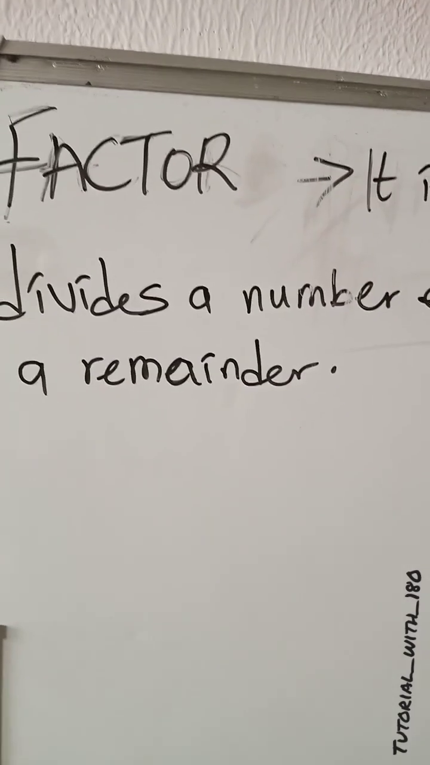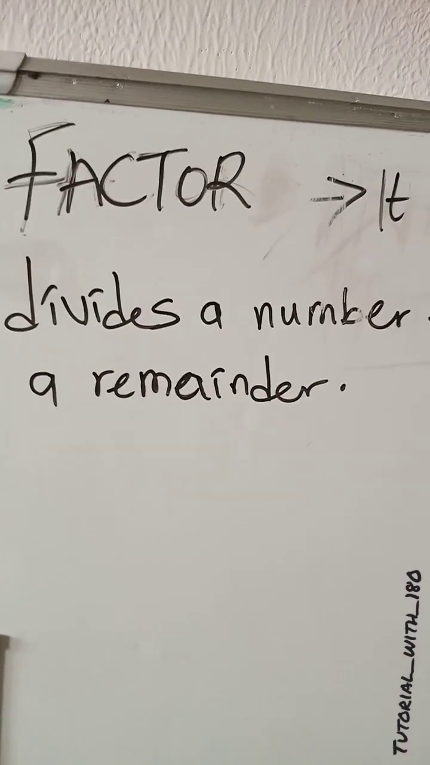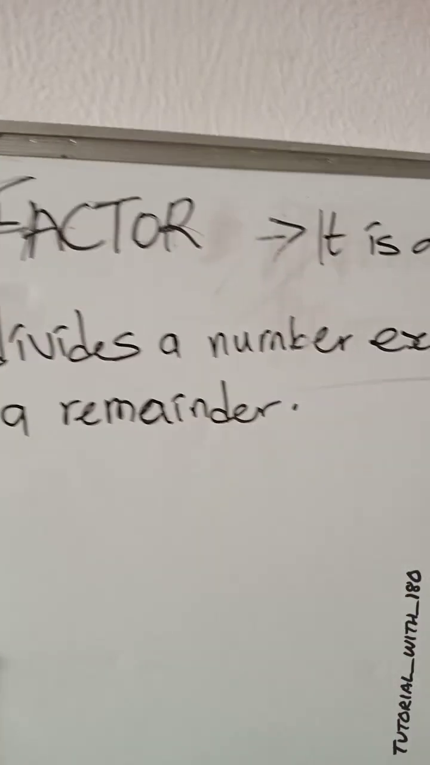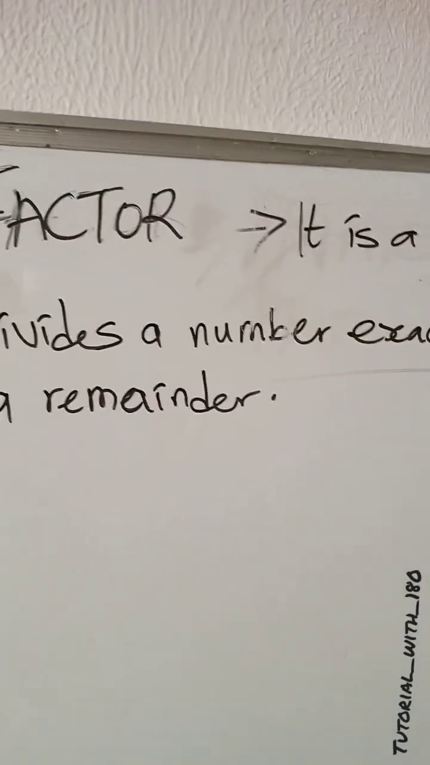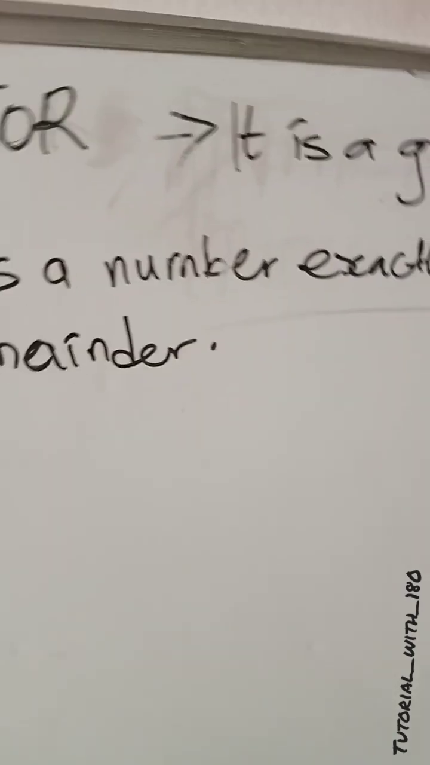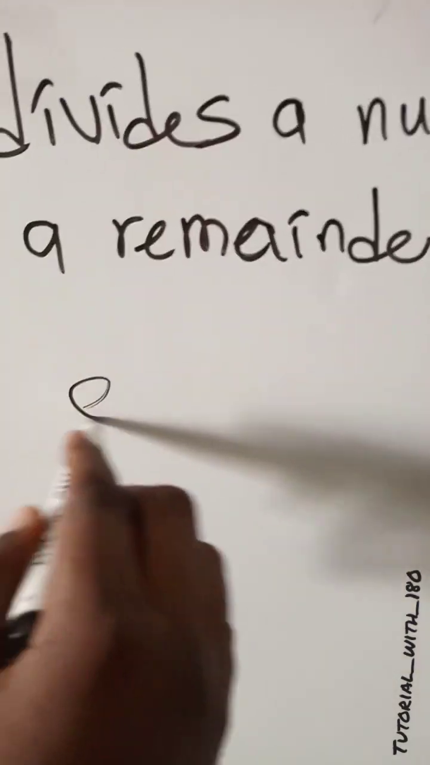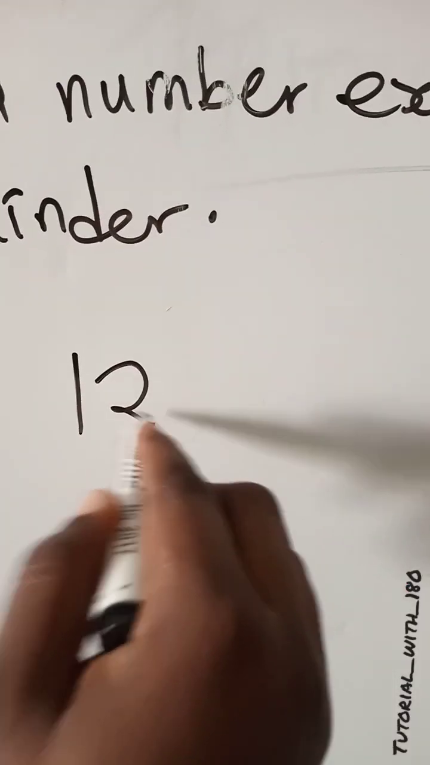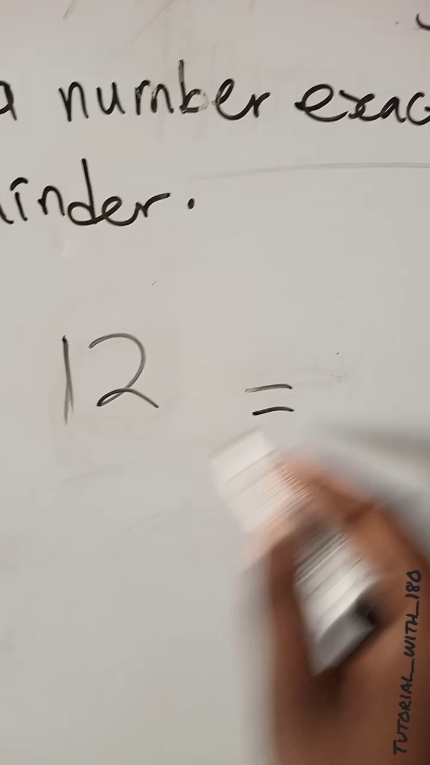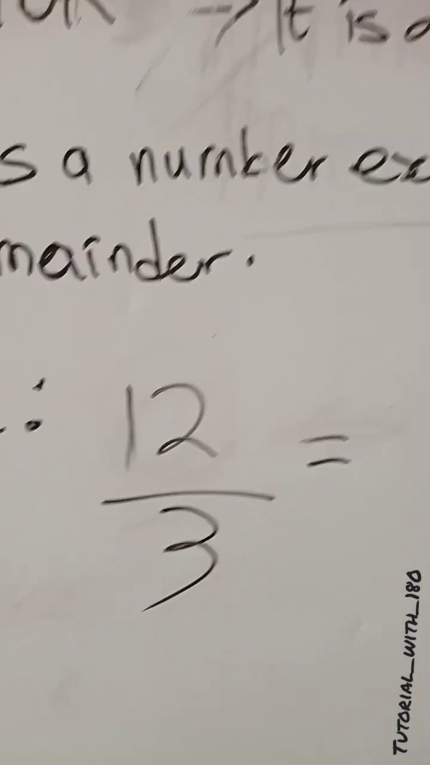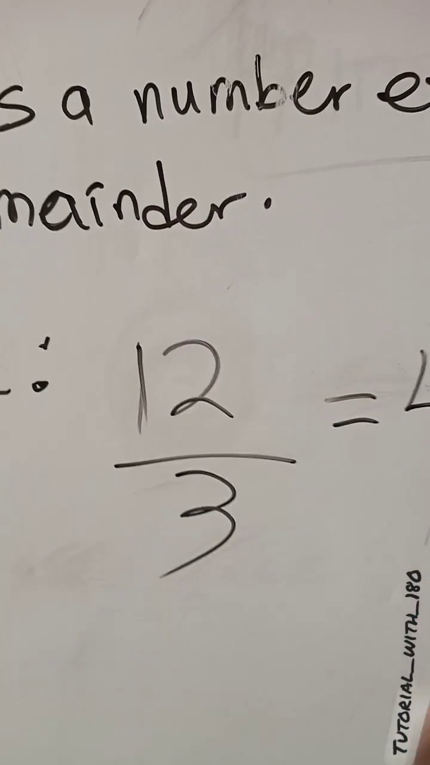Now, what's a factor? A factor is a given number that divides a number exactly without leaving any remainder. What this means is, let me say for example, if we were to take 12, that would give us a whole number. So we're dividing by 3. 12 divided by 3 would be what? 12 divided by 3 would give us 4.